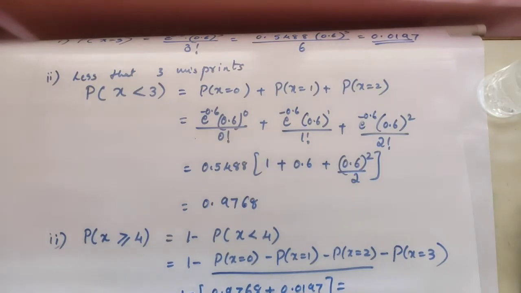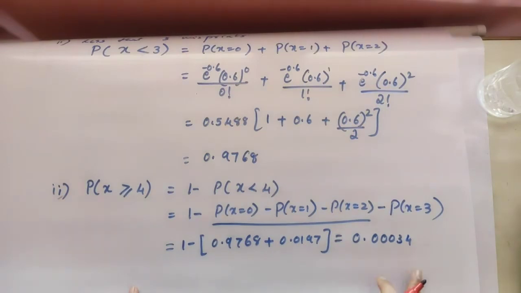Put these values in your calculator. You will get this number to be 1 minus this, which will be 0.00034 or something you should be getting. Okay, just check that. This should be the final answer for this problem. I hope you have understood this problem. Continue in my next session with some more interesting problems. Till then, thank you.